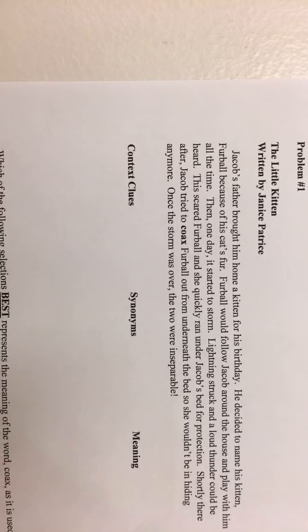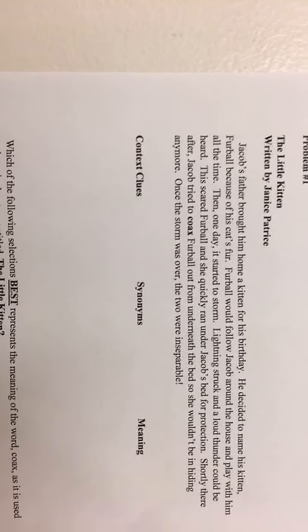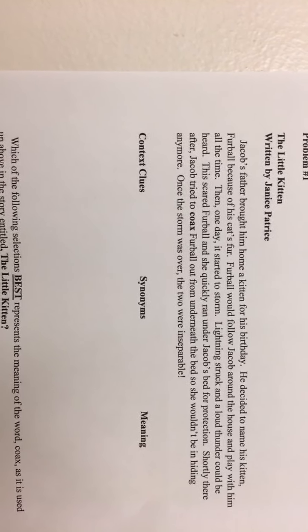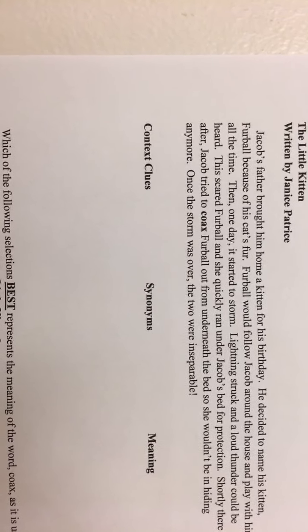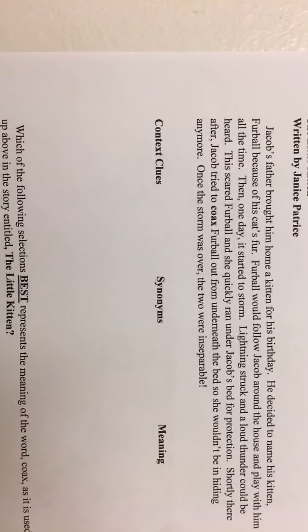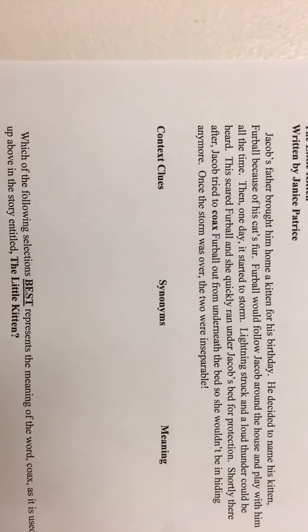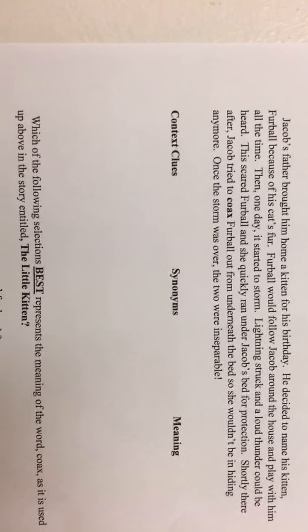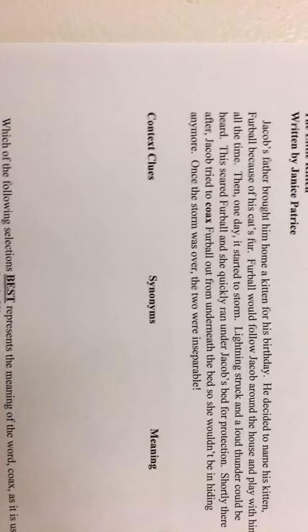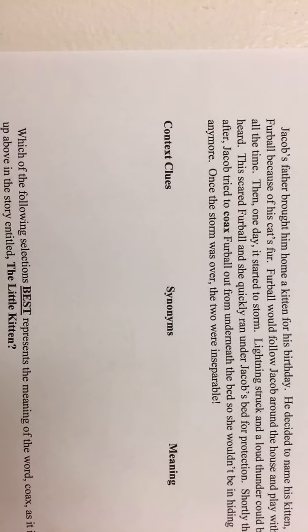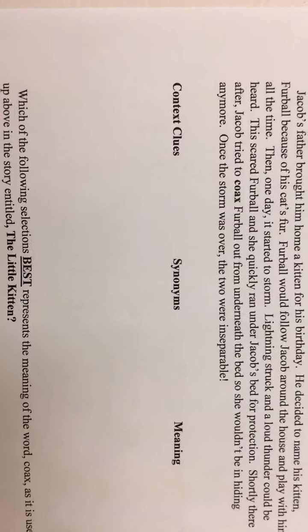Jacob's father brought him home a kitten for his birthday. He decided to name his kitten Furball because of the cat's fur. Furball would follow Jacob around the house and play with him all the time. Then one day it started to storm. Lightning struck and a loud thunder could be heard. This scared Furball, and she quickly ran under Jacob's bed for protection. Shortly thereafter, Jacob tried to coax Furball out from underneath the bed so she wouldn't be hiding anymore. Once the storm was over, the two were inseparable.